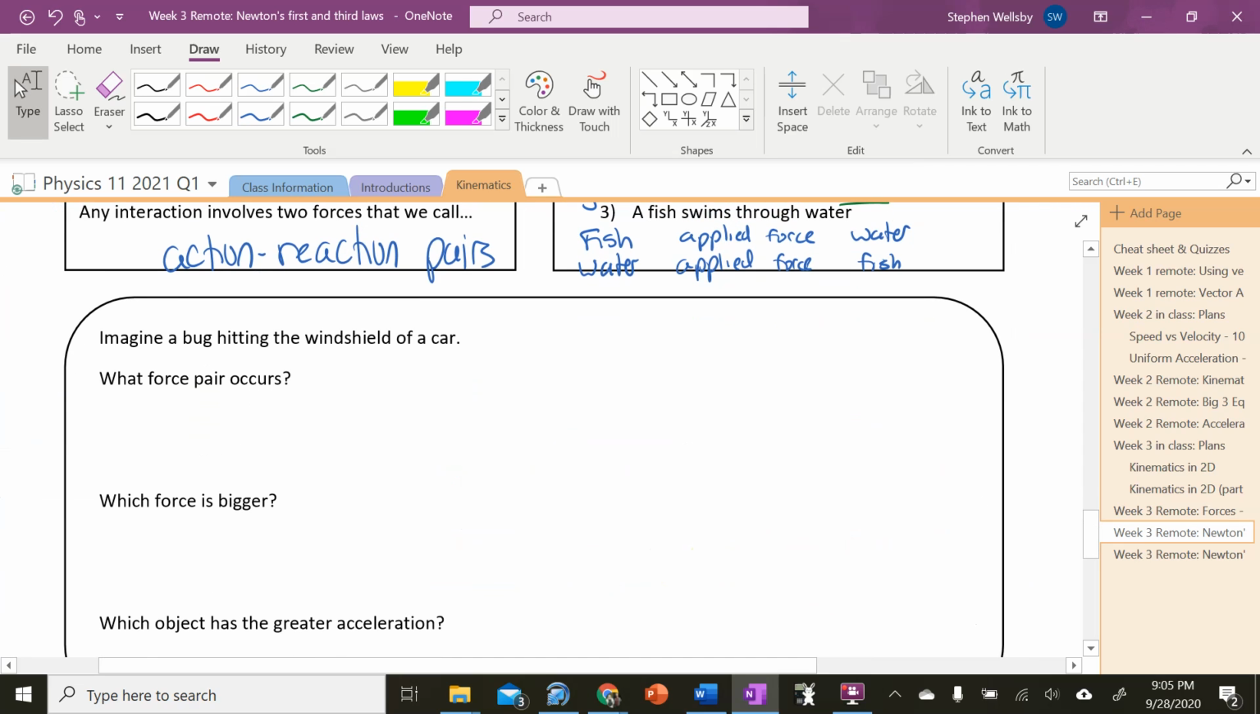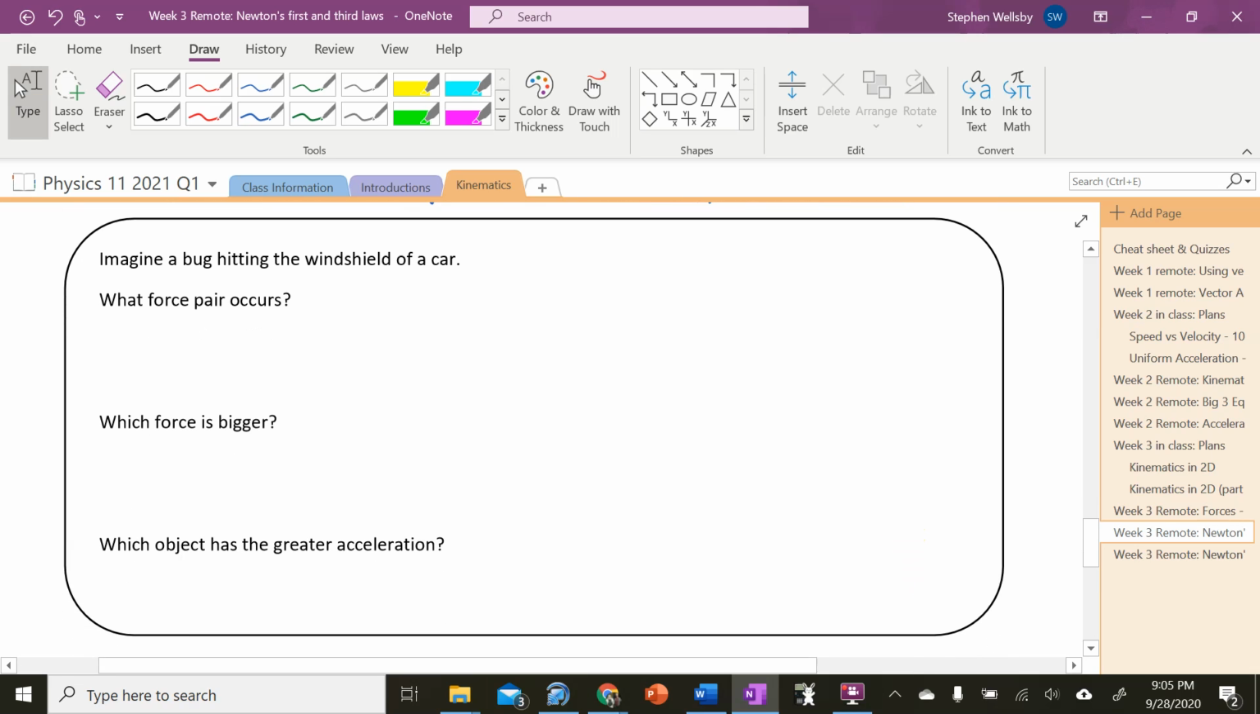So pause the video here and see if you can answer these 3 questions. So there's a bug hitting the windshield. What is the force pair that occurs? Which force is bigger? And which object has the greater acceleration? Okay, hopefully you paused the video and you've tried this question for yourself. But let's take a look at what we have.